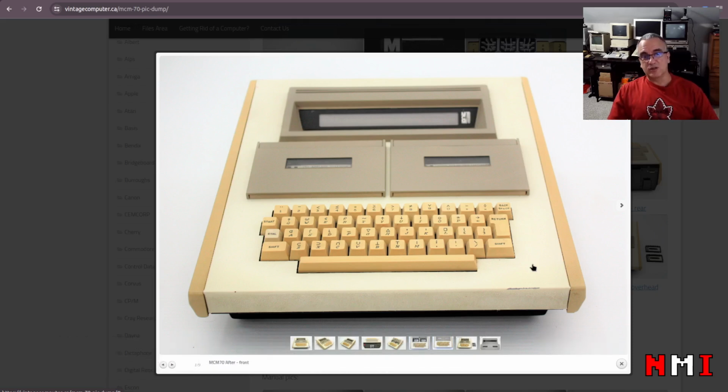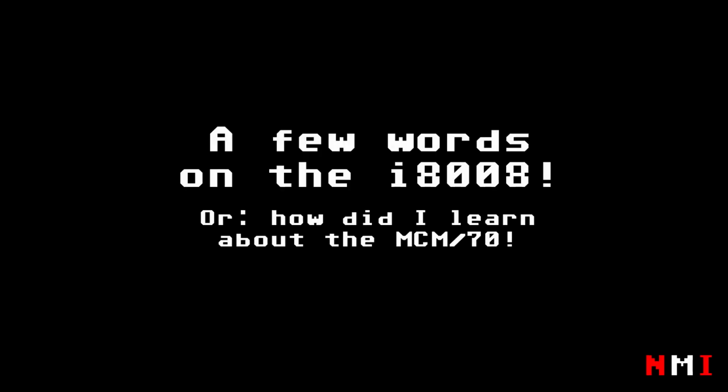So we're going to take a look at the history of the MCM 70, and then I'm going to show you an emulator written by the folks at York University, and we're going to see how interesting this machine is. And we're also going to take a look at the language that you use to program this machine. It's very unusual, and it's called APL.